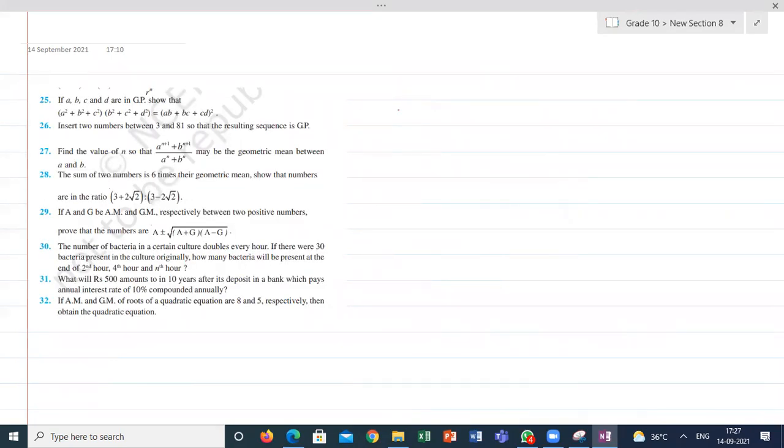The sum of the two numbers is 6 times their geometric mean. Show that the numbers are in the ratio. The sum of the two numbers is 6 times their geometric mean. So we can start the question like this. They're asking to prove that the ratio is that much. If A comma B are two numbers, the sum of the numbers is equal to 6 times their geometric mean. That is given.